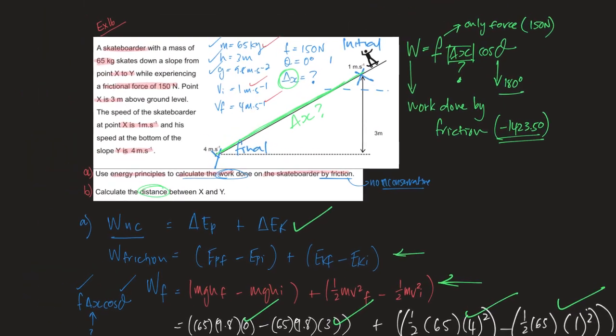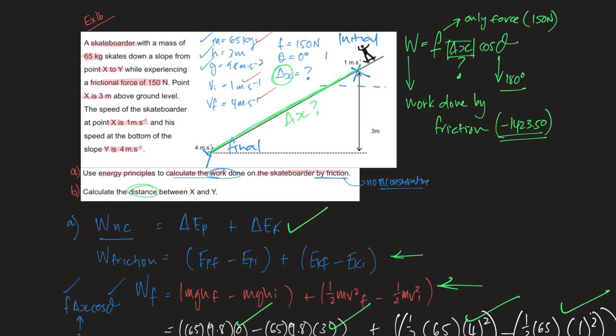You just have to notice here that there were no applied forces. So in order to work out work done non-conservatively, we only had one non-conservative force. So it is possible for that to happen.